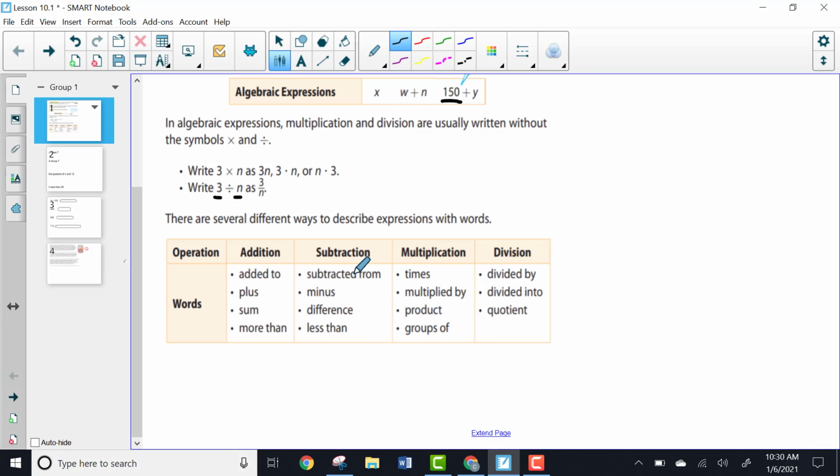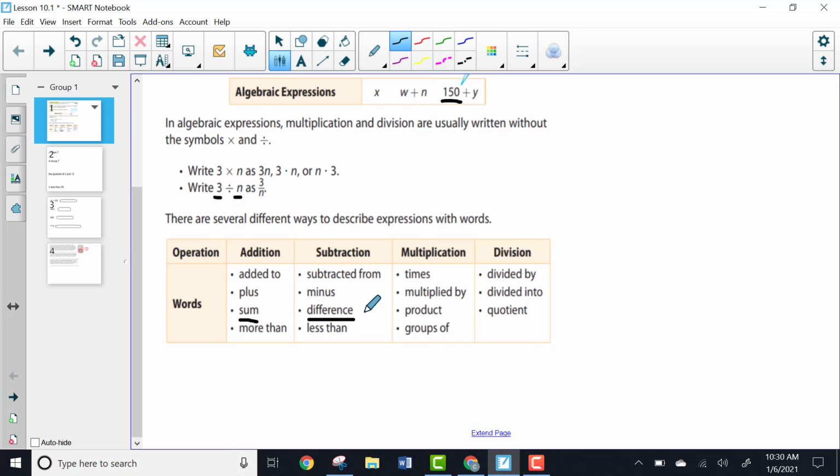A couple of things to understand when we're talking about writing expressions. There are several different ways to describe expressions with words. For addition: added to, plus, sum, more than. Whenever you see those words, it's going to be an addition type expression. For subtraction: subtracted from, minus, difference, less than. The answer for an addition problem is the sum. The answer for a subtraction problem is the difference. Understanding that will help you as you write algebraic expressions.